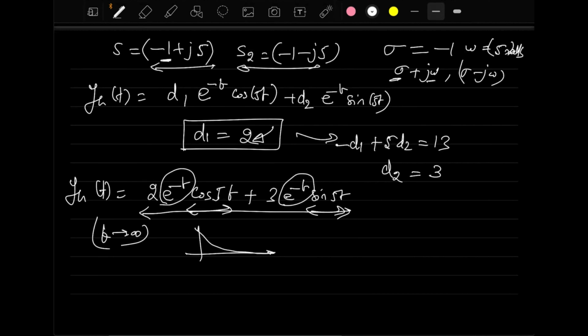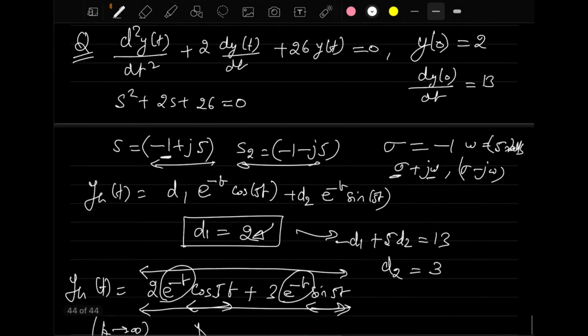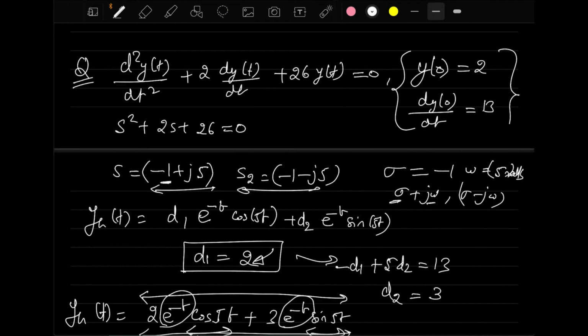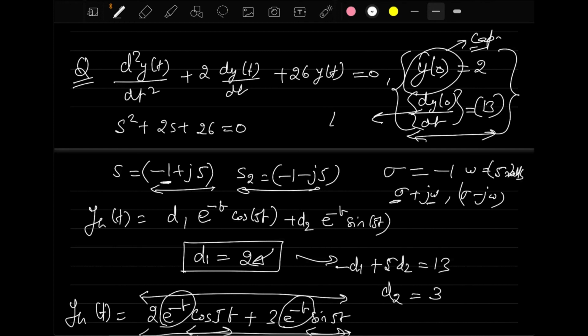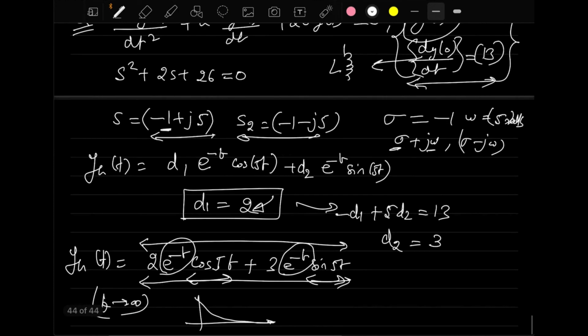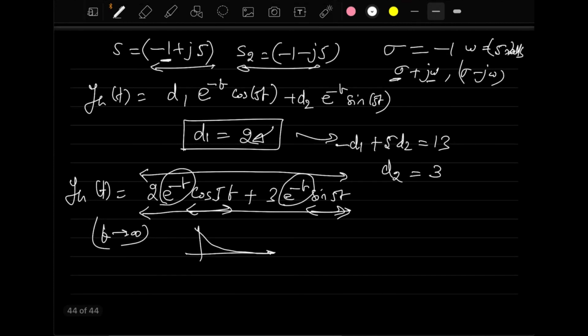The reason why this response is coming is because of the stored energy which we have here. These are called the stored energy. So you can say that it is due to the capacitor, because it's a voltage, and since you are taking the derivative of the voltage equal to 13, this is because of the inductor which is there in the system. So because of the initial stored capacitor voltage and inductor current, you are getting these responses where, with time tending to infinity, your output will tend to 0.